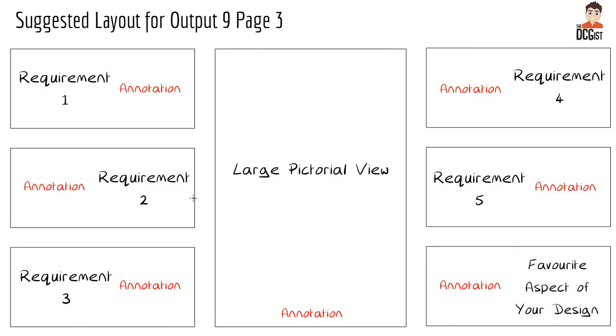Finally then, Output 9 page 3, we're going to have a large pictorial view in the middle. And then your requirements with your annotation around the side. So you'll have a large image in the middle and you'll have smaller images with your annotation in each one of the boxes around here. Now you don't have to draw the boxes around them, but you can if you like. And again, this is just a suggested layout. You could lay it out whatever way you like.